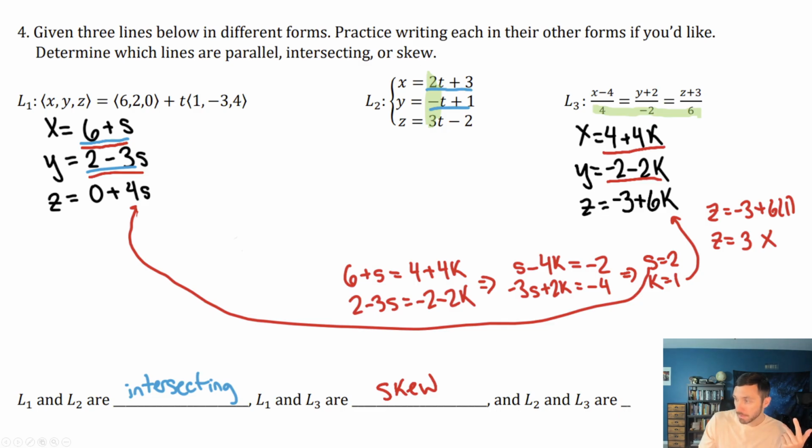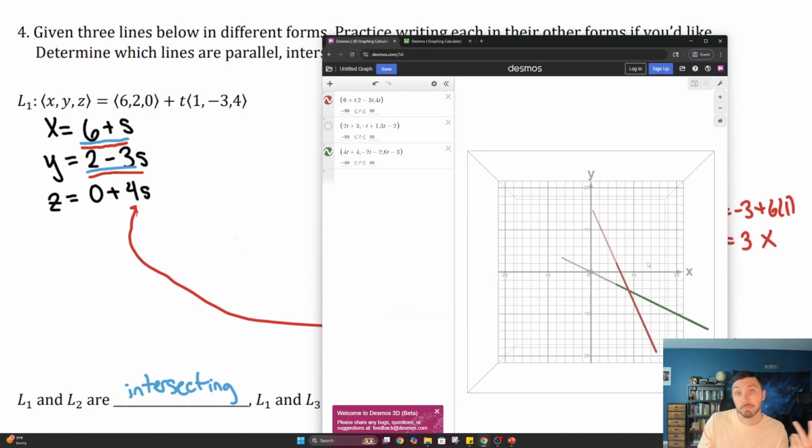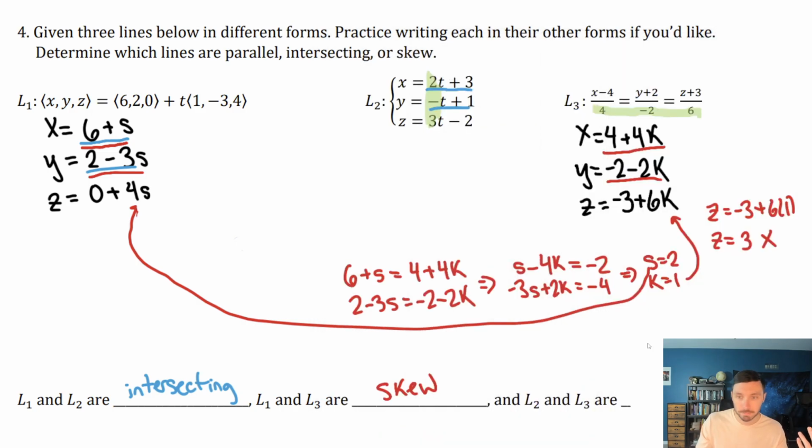So, kind of hovering above. I want to create this situation. Here we go. Kind of hovering above. Okay, so they could intersect around here, right? So I take the s value of 2 and plug it back in for L1. I take the k value of 1, plug it back into L3, lift under the hood.